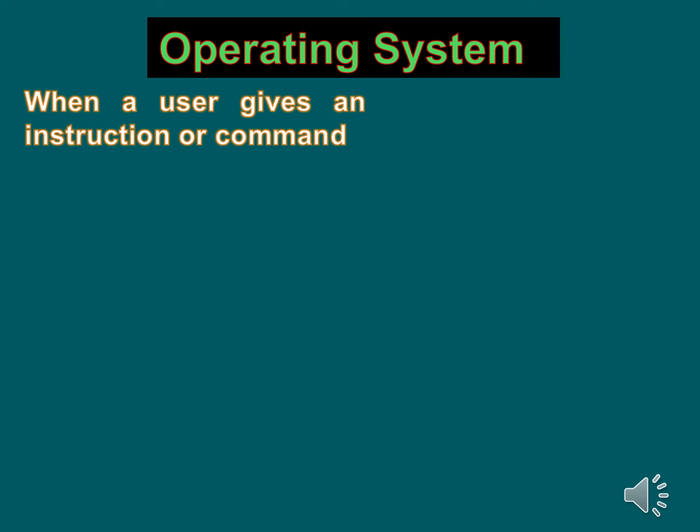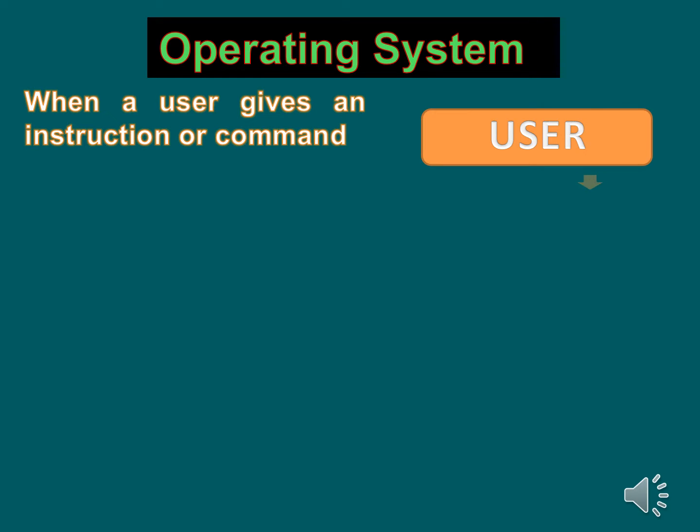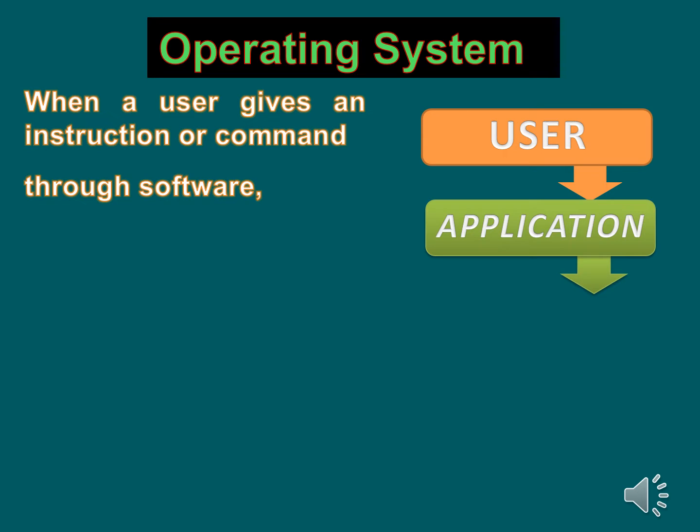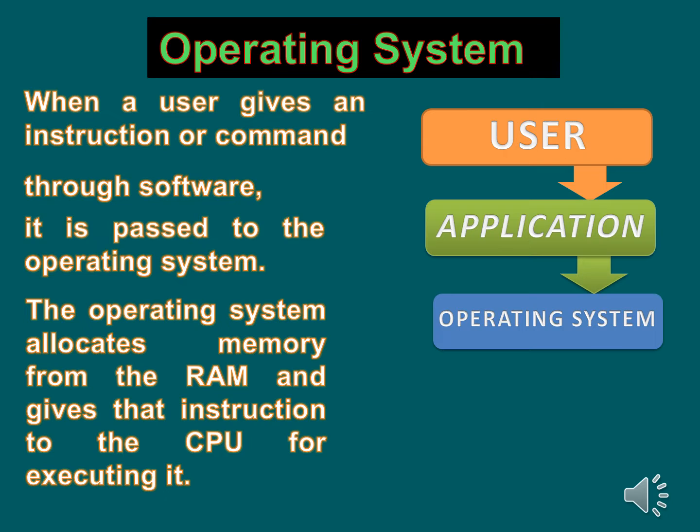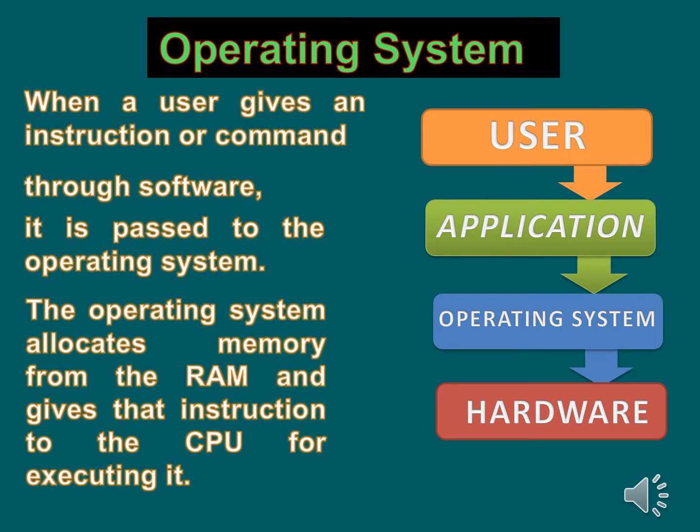An operating system works in the middle of software and hardware. When a user gives an instruction or command through software, it is passed to the operating system. The operating system allocates memory from the RAM and gives that instruction to the CPU for executing it.